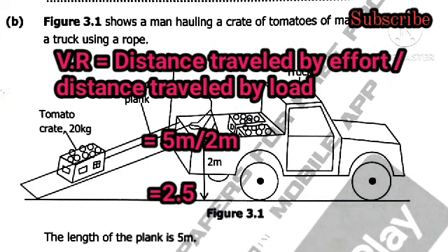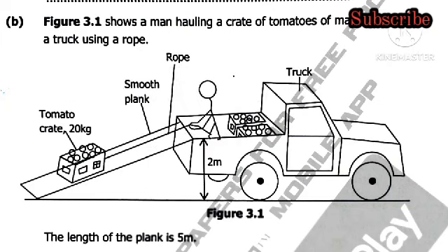Now they're saying calculate the mechanical advantage, given that this man used 150 newtons force to pull the crate. The mechanical advantage formula is equal to load over effort. So the effort we have is 150, but we don't have the load. So what do you do? You calculate the load yourself. How do you calculate the load yourself?